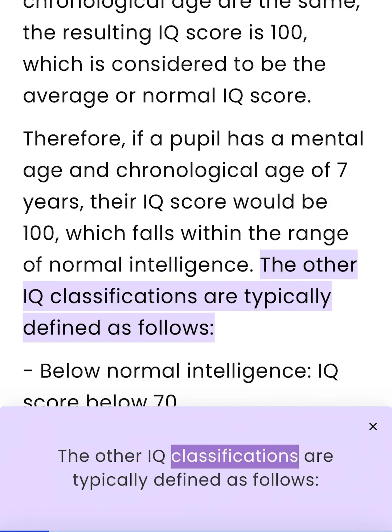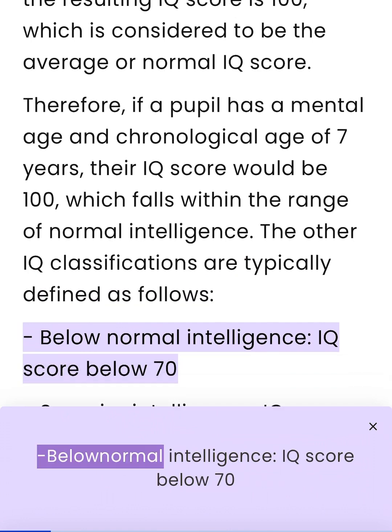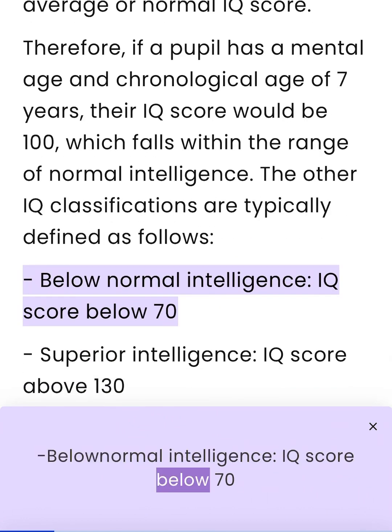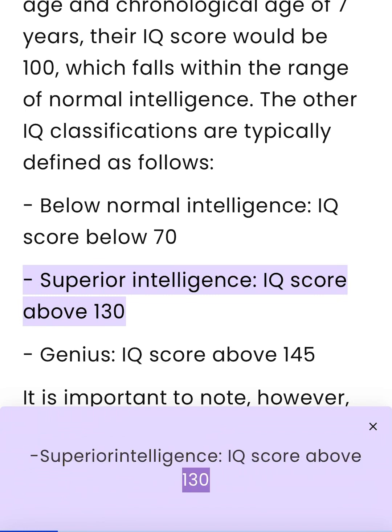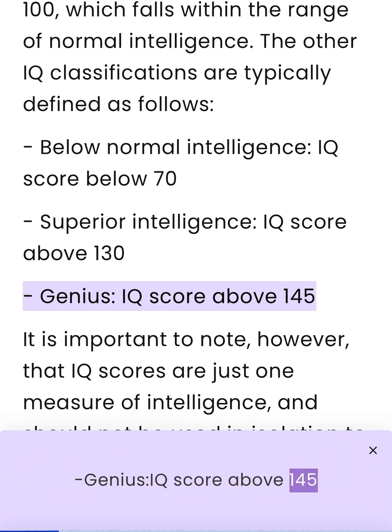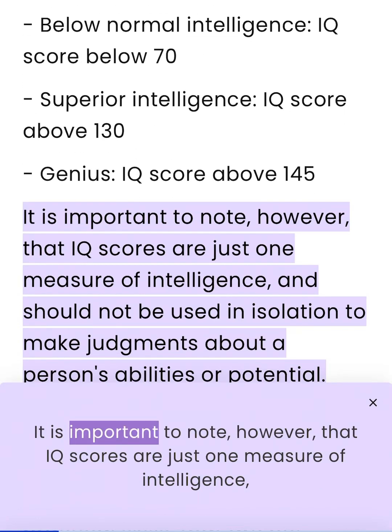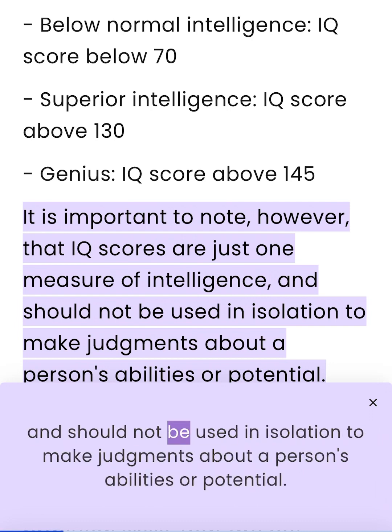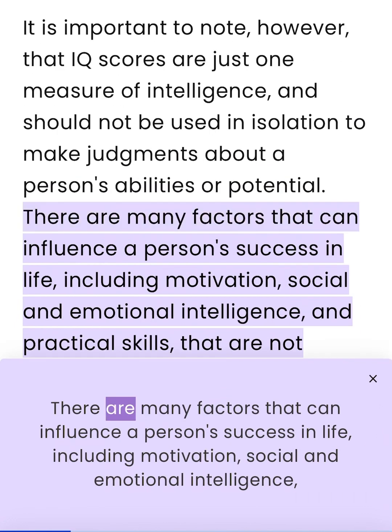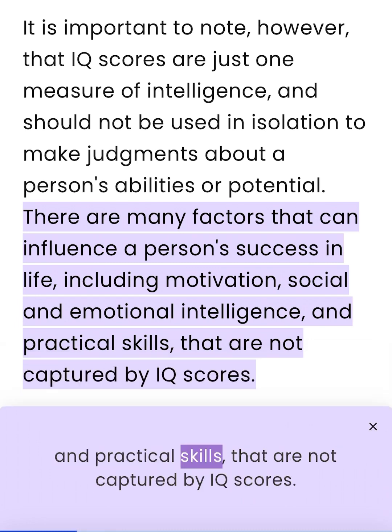The other IQ classifications are typically defined as follows. Below normal intelligence, IQ score below 70. Superior intelligence, IQ score above 130. Genius, IQ score above 145. It is important to note, however, that IQ scores are just one measure of intelligence and should not be used in isolation to make judgments about a person's abilities or potential. There are many factors that can influence a person's success in life, including motivation, social and emotional intelligence, and practical skills that are not captured by IQ scores.